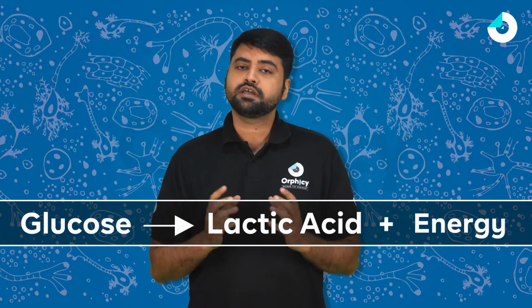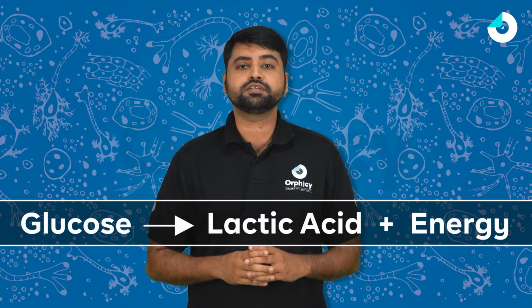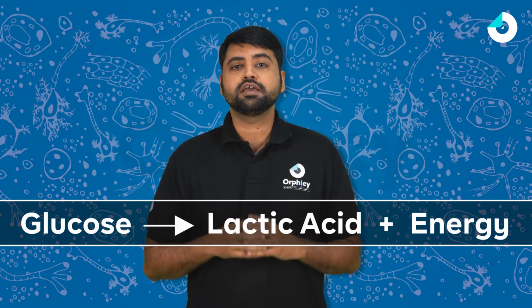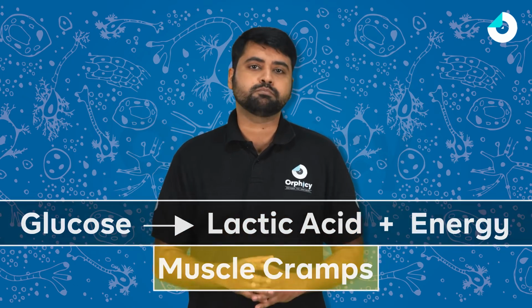Glucose, in the absence of oxygen in our muscle cells, produces lactic acid and energy. And this accumulation of lactic acid in the muscle is what causes muscle cramps.